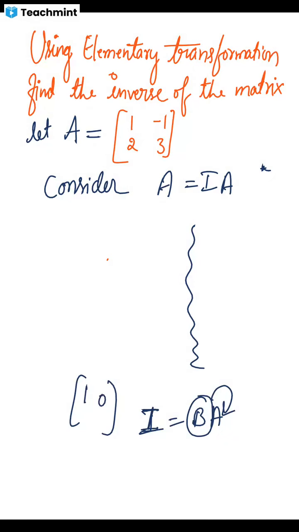The identity matrix is in the format 1 0 0 1. That means the left hand side matrix should become the identity matrix. Here the matrix A has to be converted into the identity matrix. Let us see how to find the inverse of a matrix using elementary transformation.